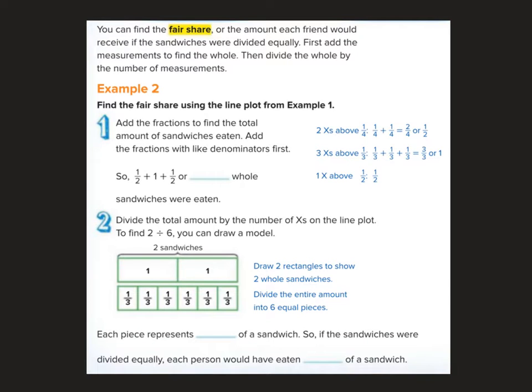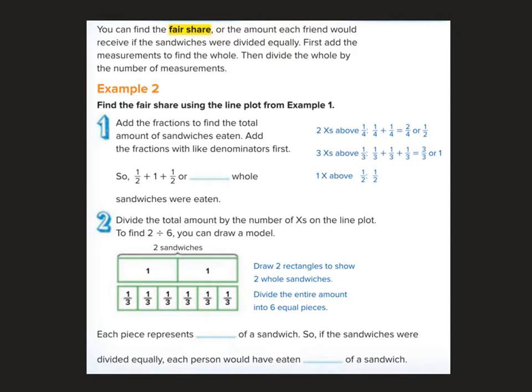All right, let's keep looking. You can find the fair share. Okay, so this is a vocabulary word. It's in yellow, which means you should remember this. You can find the fair share, or the amount each friend would receive if the sandwiches were divided equally. So first what we're going to do is add the measurements to find what is the whole. Right? Because if we're talking about half of something, we don't know how much that could be. Half of an apple is much different than half of a watermelon. So we need to know what is the whole. How many pieces are there total?